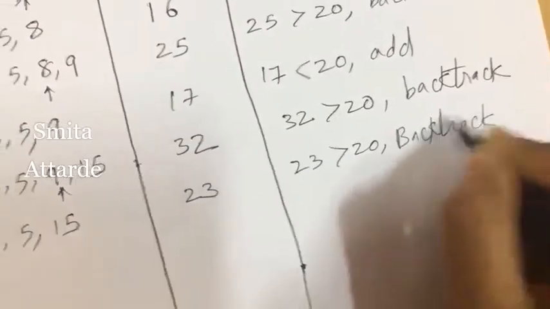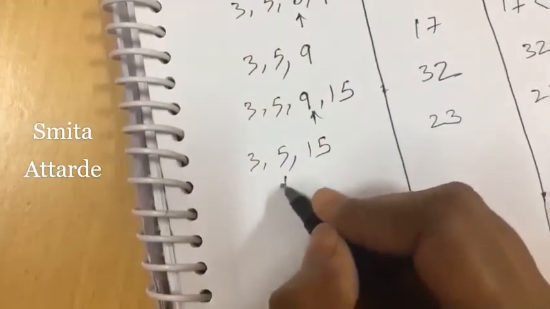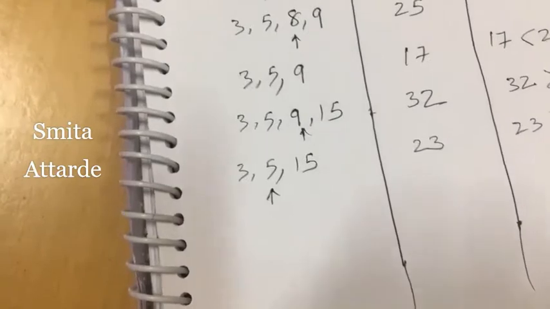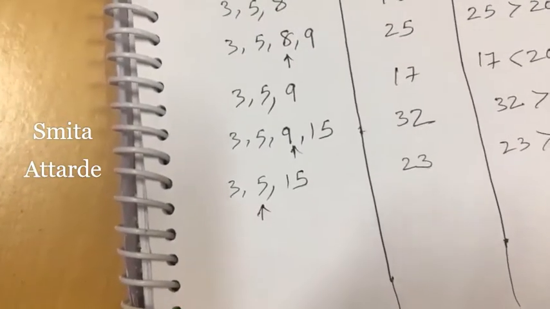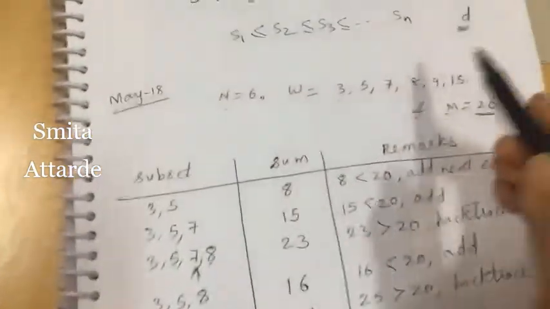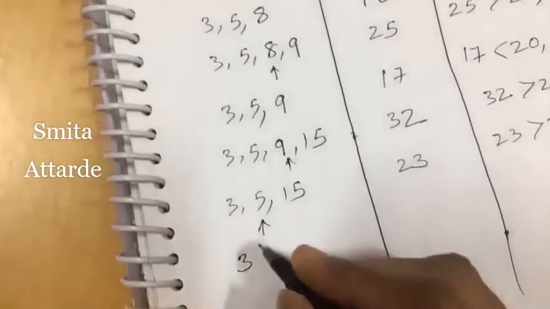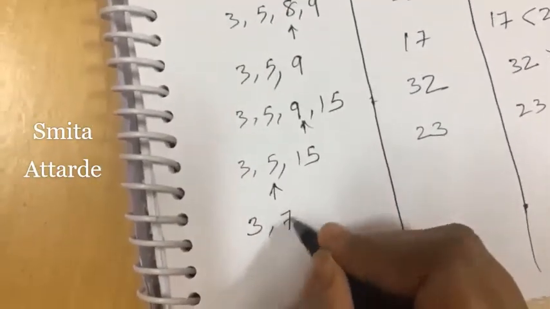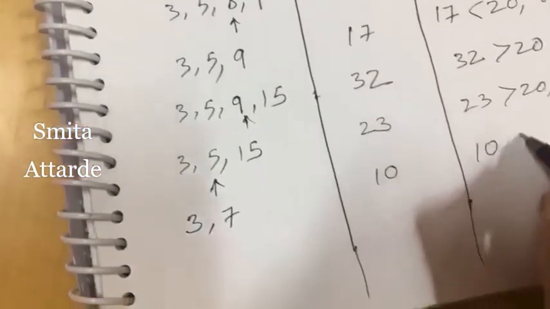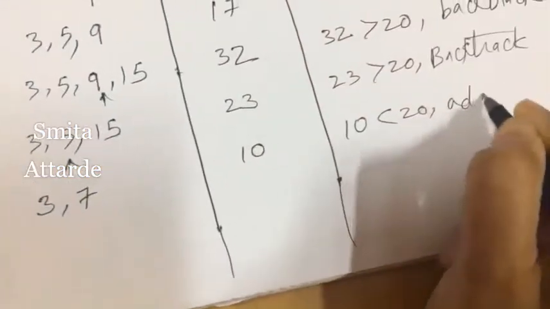Backtrack. Backtrack means what now? This 5. I have to change the choice of 5. So after 5, what do we have? 7. So instead of 5, I'll write here 3, 7, which gives me 10. 10 is less than 20, so add the next element.